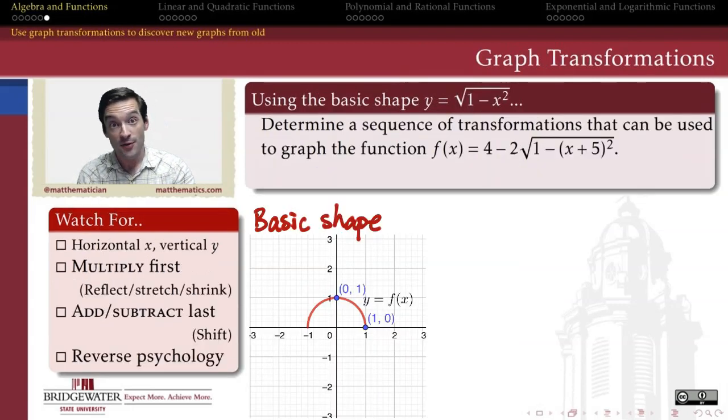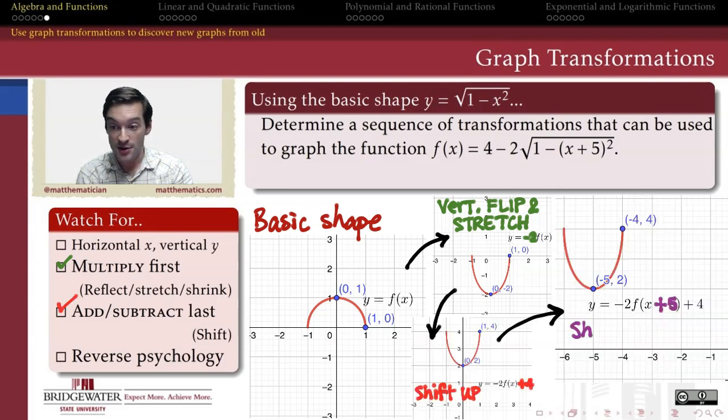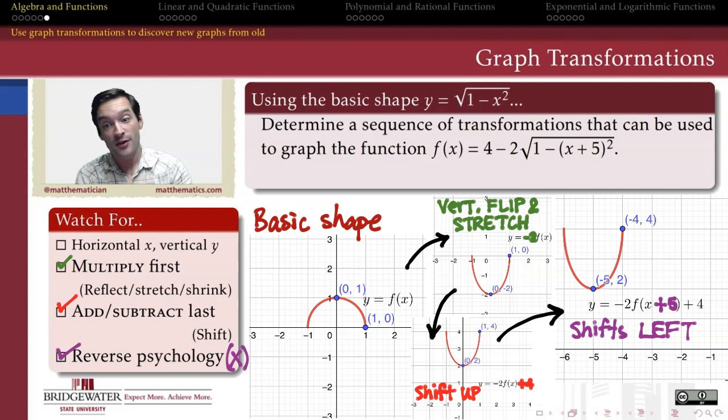Graph transformations help us to graph complicated functions by beginning from a simpler basic shape. Transformations come in two basic flavors: multiplications, which we want to do first, that can reflect, stretch, or shrink the shape of a graph, and additions and subtractions, which we want to do last, that can shift the graph's location in the coordinate plane. Applying these operations to the y variable outside of the expression that defines the function has a vertical effect on the graph, while applying them directly to the x variable has a horizontal effect.